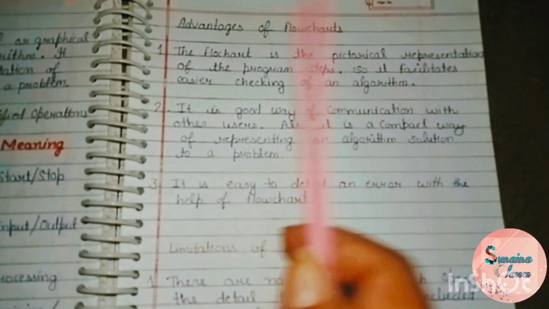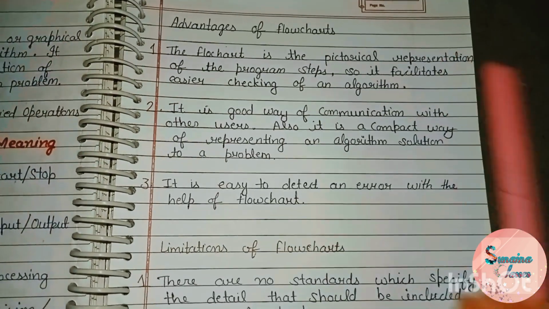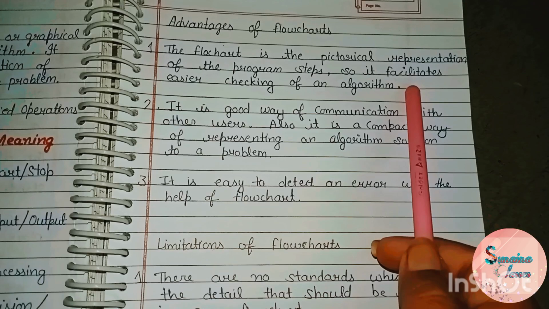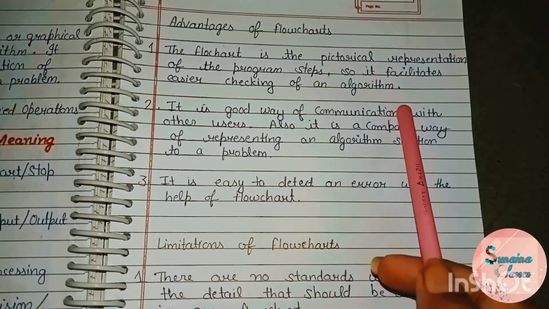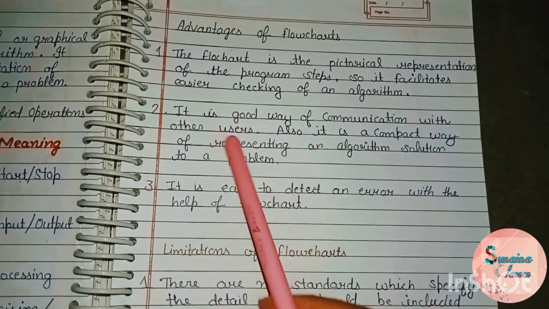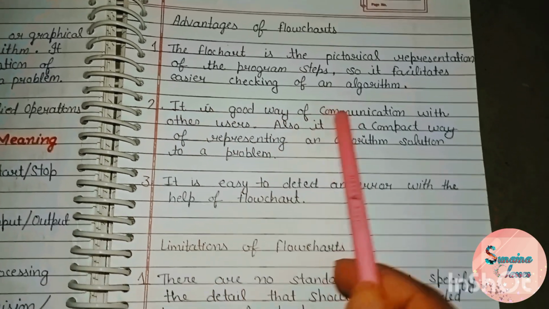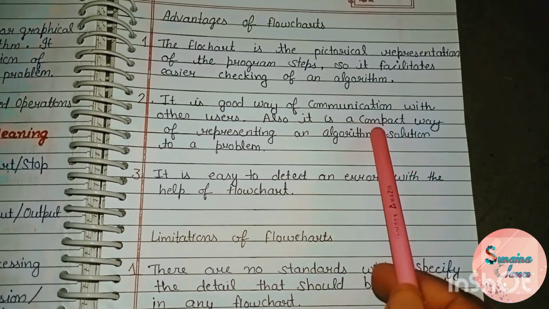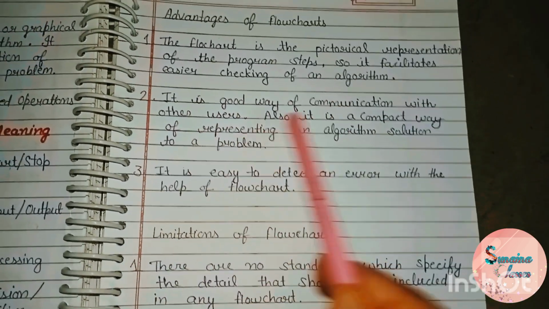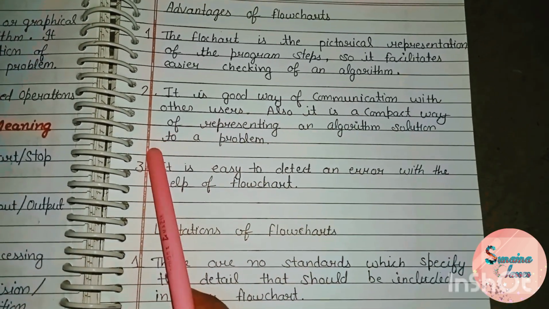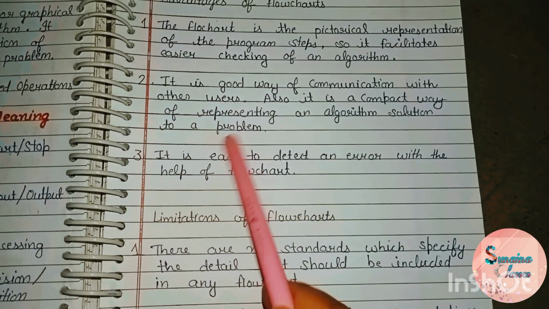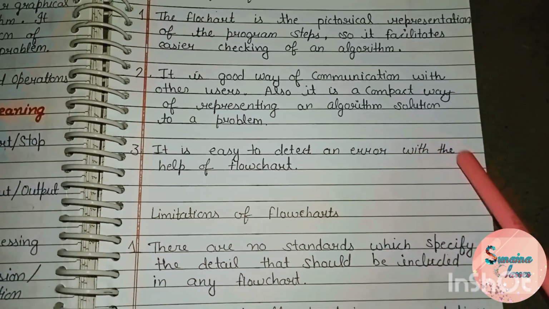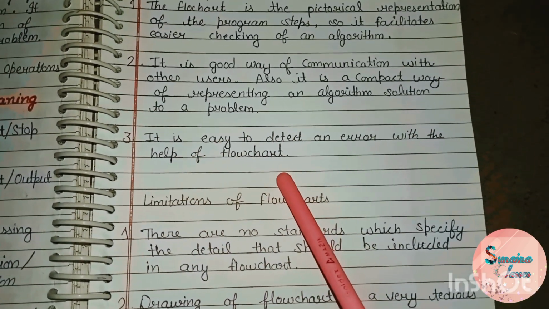First, the flowchart is a pictorial representation of program steps, so it facilitates easier checking of an algorithm. Next, it is a good way of communication with other users. Also, it is a compact way of representing an algorithm, a solution to a problem. It is easy to detect an error with the help of a flowchart.